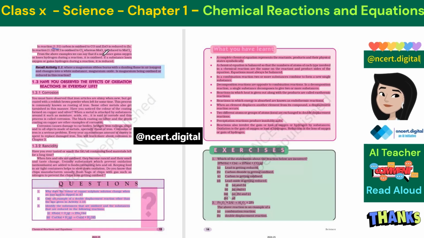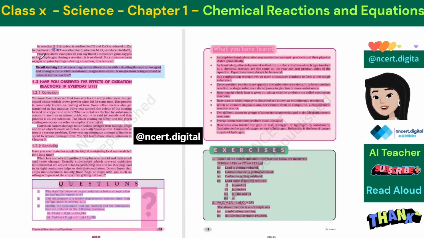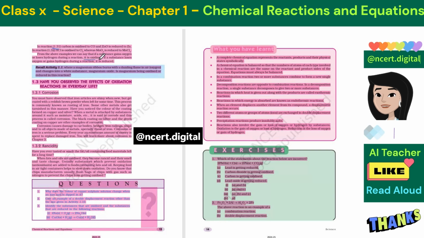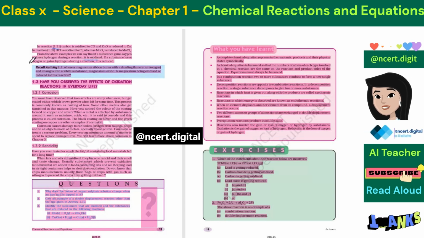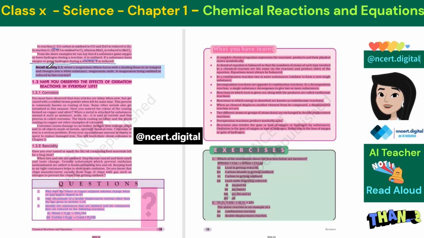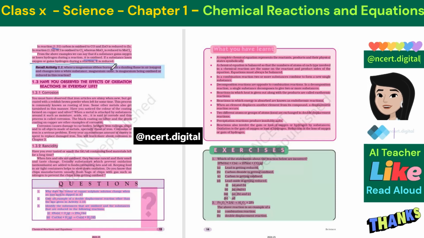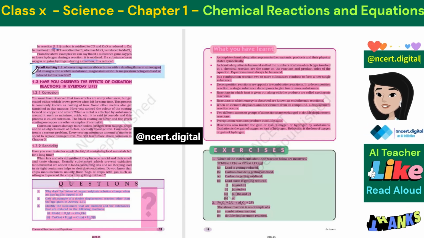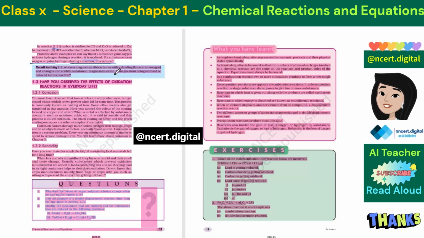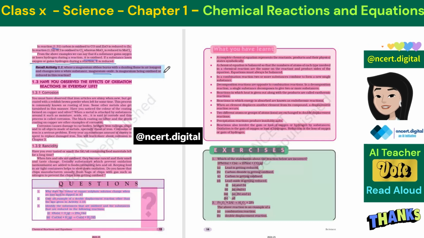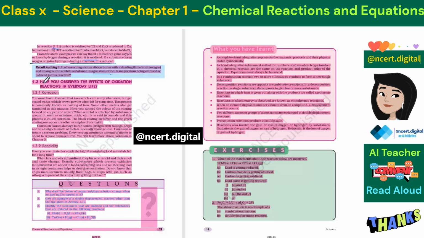From the above examples we can say that if a substance gains oxygen or loses hydrogen during a reaction, it is oxidized. If a substance loses oxygen or gains hydrogen during a reaction, it is reduced. Recall activity 1.1, where a magnesium ribbon burns with a dazzling flame in air, oxygen, and changes into a white substance, magnesium oxide. Is magnesium being oxidized or reduced in this reaction?